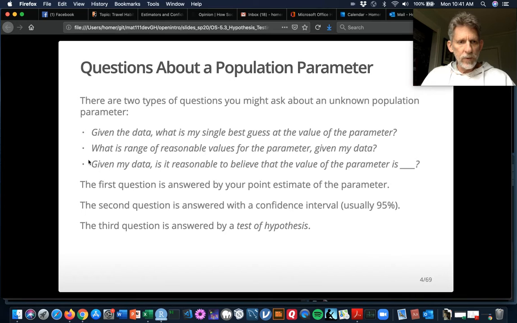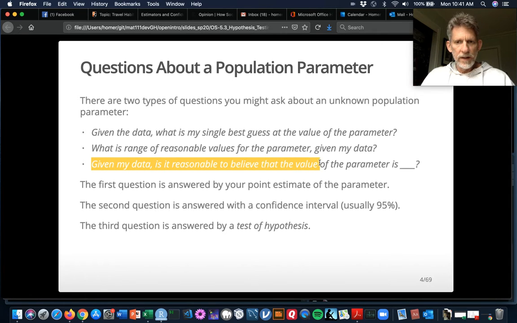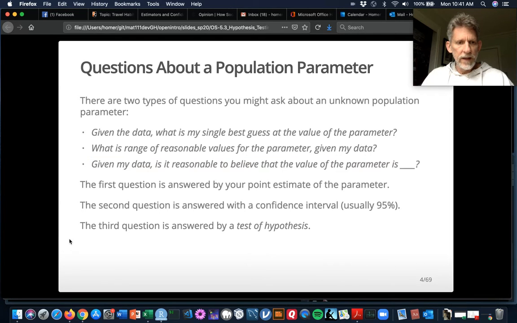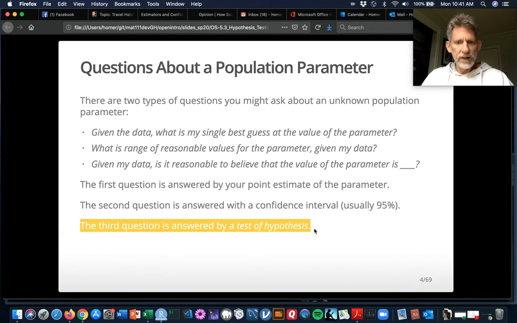But there's a third question that we want to address in this section. Given the data, is it reasonable to believe that the value of that population parameter is such and such, some particular amount that you might be curious about? And that third question is answered by performing what we call a test of hypothesis.